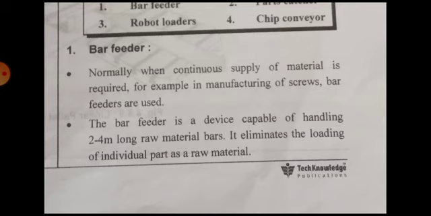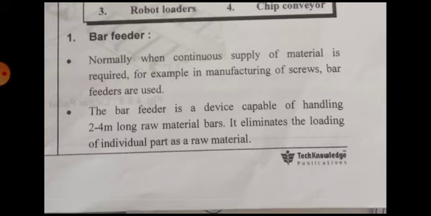In the same way it is fed, that is bar feeder. Okay, that means a big winding, or we can say a reel of that wire is fed directly to the machine. The bar feeder is a device capable of handling 2 to 4 meter long raw material bars. It enables the loading of individual parts as raw material.